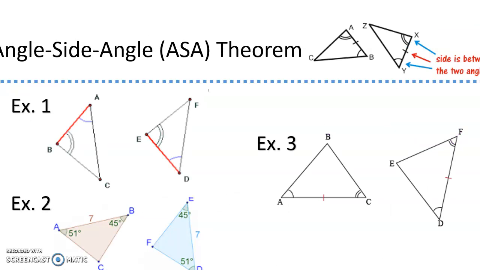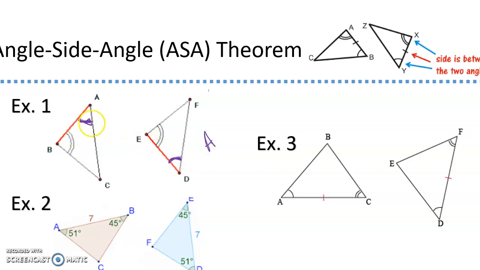Last, we have the angle side angle theorem. The side is between the 2 angles in this theorem. So again, we're just going to look at one example because that's really all that we have time for today. So in example 1, again, we're looking for angle side angle. So we have here angle A is congruent to angle D. So there's our angle.